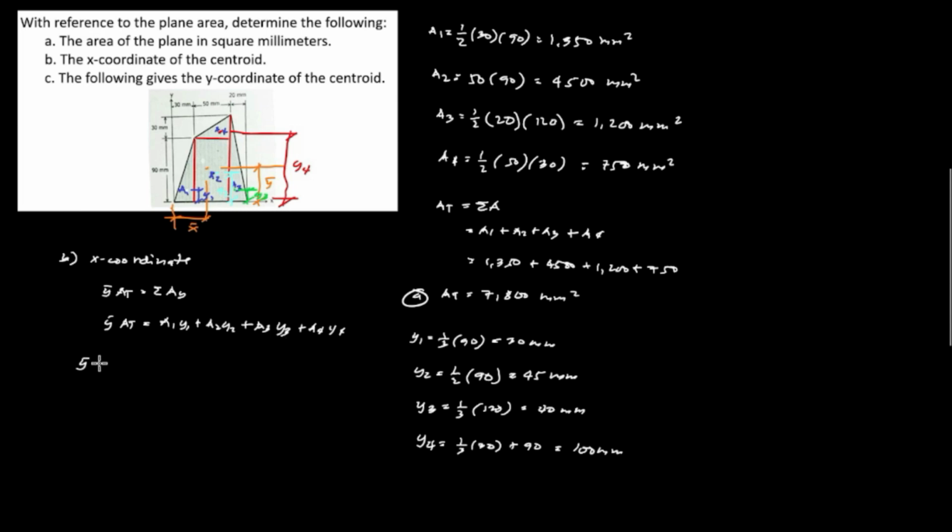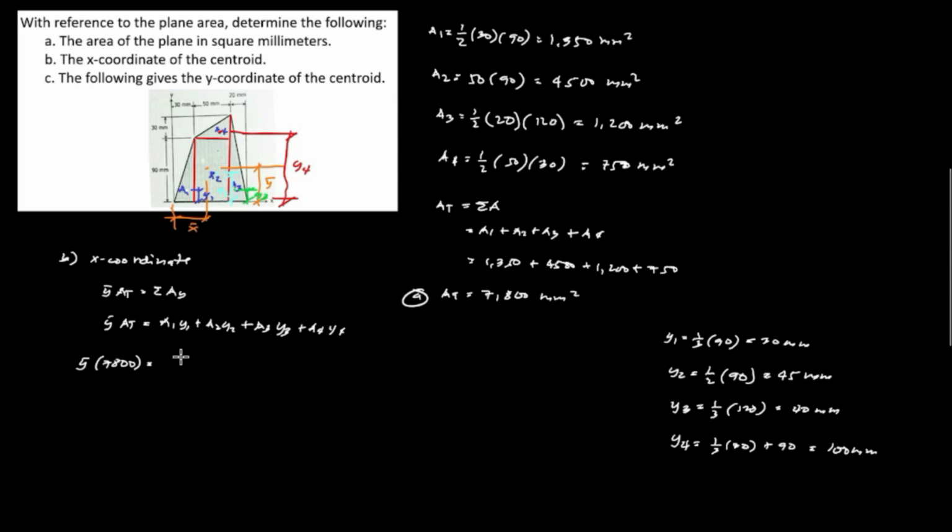Y bar times area total, which is 7,800, is equal to area 1, 1,350, and y sub 1 30 mm, plus area 2, 4,500, and y sub 2 is 45, plus area 3, 1,200, times y sub 3 40 mm, plus area 4, 750, and y sub 4 is 100 millimeter.